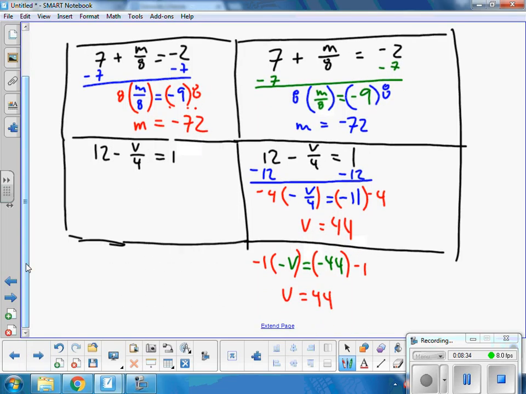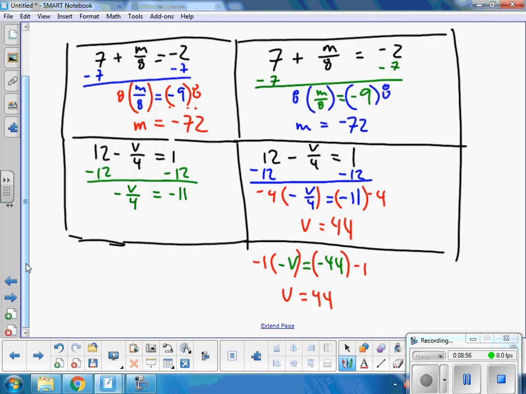I see a 12 here, so I need to get rid of the 12. Let's just clean out all the 12s. So I have 12, I subtracted out the 12, and I'm left with minus v over 4. So that minus now becomes more of a negative sign. So it's negative v over 4, and that's important later. And then 1 minus 12, I end up with negative 11.